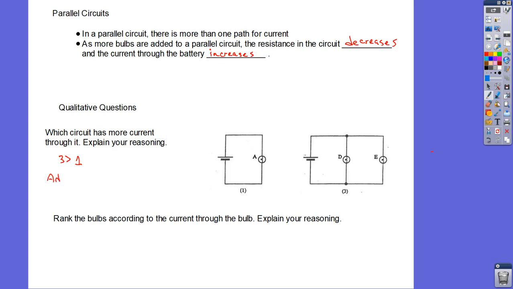so in explaining that, we could say adding a bulb in parallel lowers resistance which increases current.